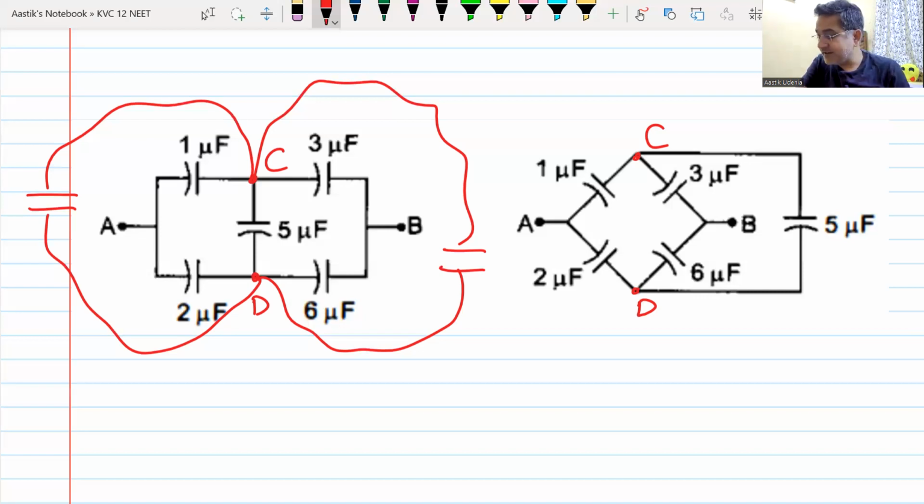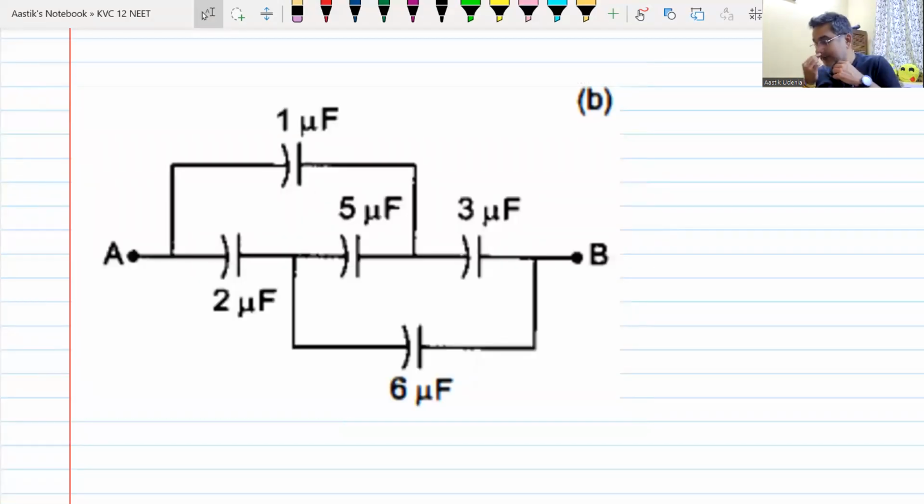Here comes the next question. I'm constantly looking for good and new questions. This is the next question, and I'll give you 2 minutes to tell me the answer for this one. What is the answer for this one? You have to find the effective capacitance between A and B. 2 minutes you have. Everyone got the answer for this?